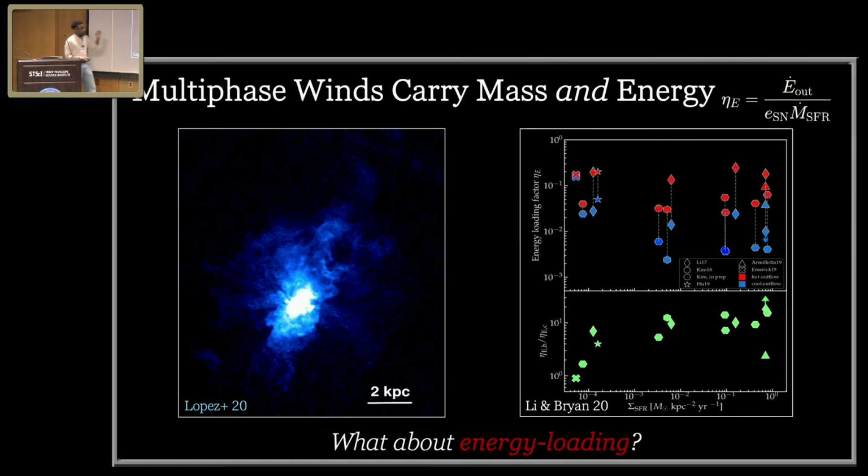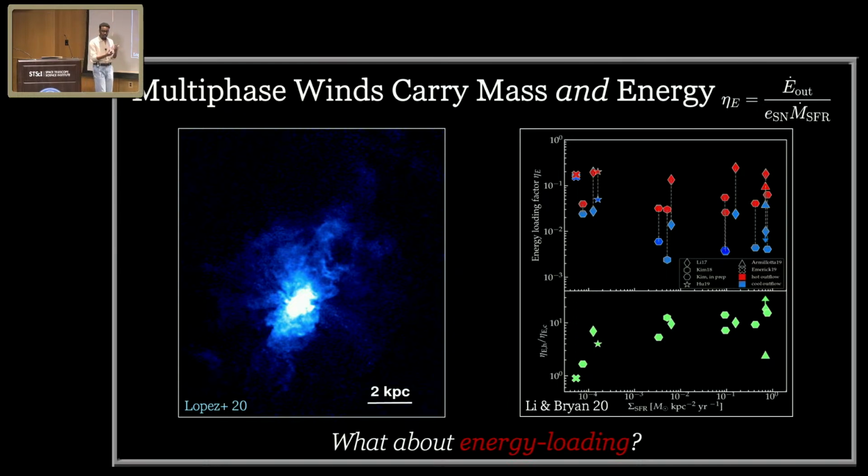And this is also reflected in more resolved ISM patch scale simulations, which actually try to generate these galactic winds self-consistently. And what they find is that the majority of the mass is carried in these cooler phases, but the majority of the energy is captured in this diffuse, fast-moving hot phase.